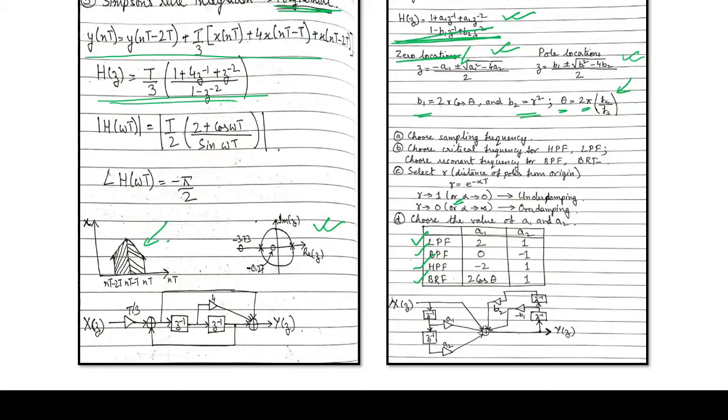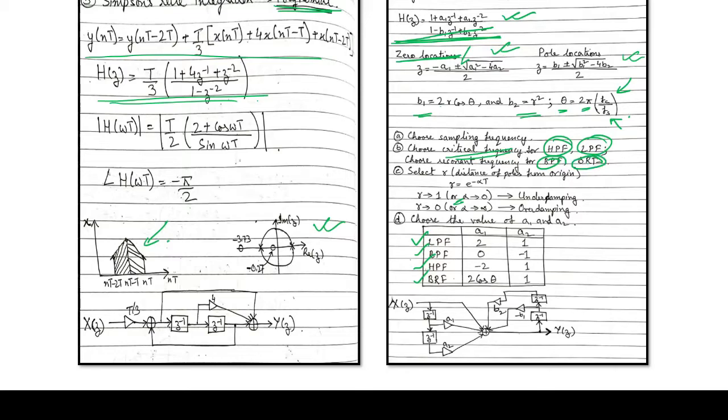So we need to first choose the sampling frequency. Then we need to choose the critical frequency for the high pass filter and the low pass filter. Critical frequency means the cutoff frequency. Then for the band pass filter and band reject filter, we need to choose the resonant frequency.